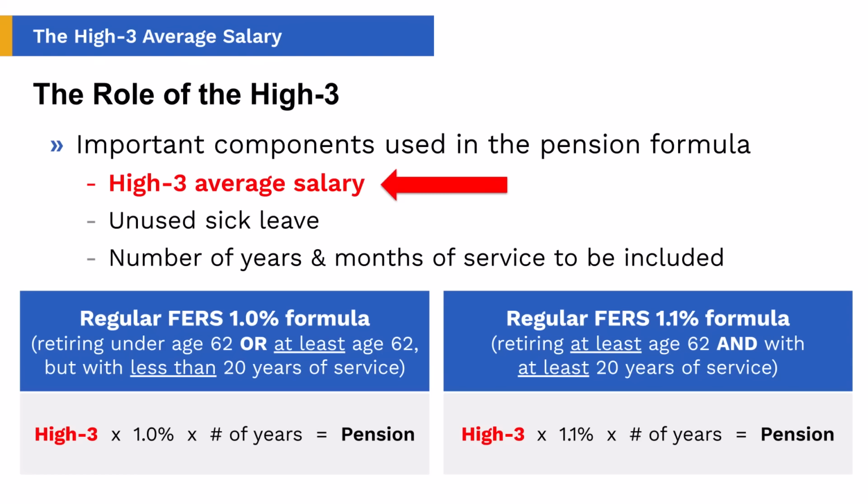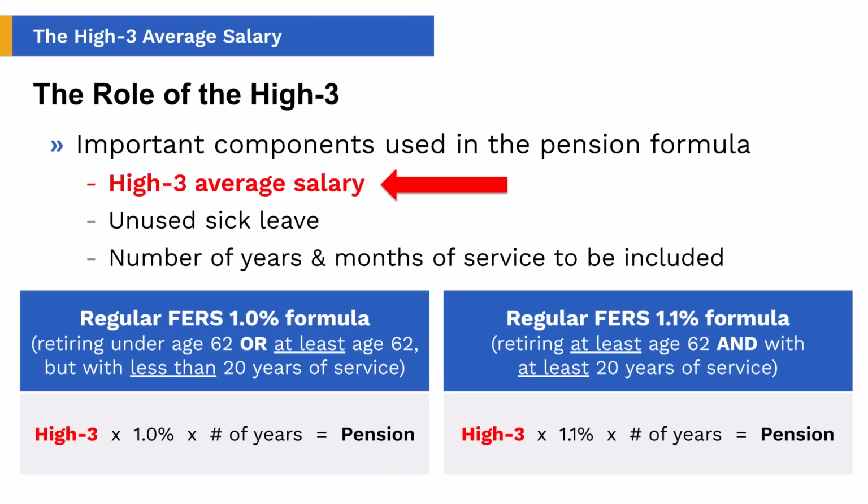So in the lower left-hand corner, if you take a look at where it says regular FERS 1.0% formula. This is the formula that FERS employees who are retiring under the age of 62, or if you're at least age 62 but have less than 20 years of service, are going to use. It's a very simple calculation.